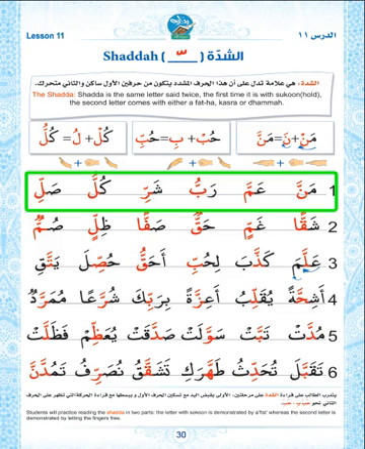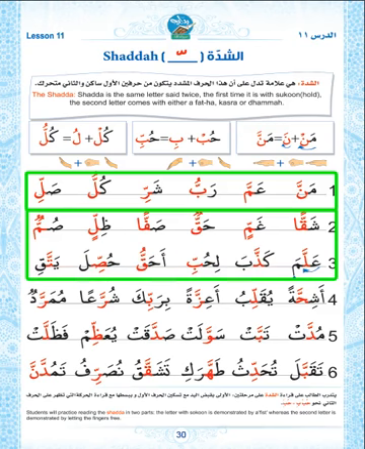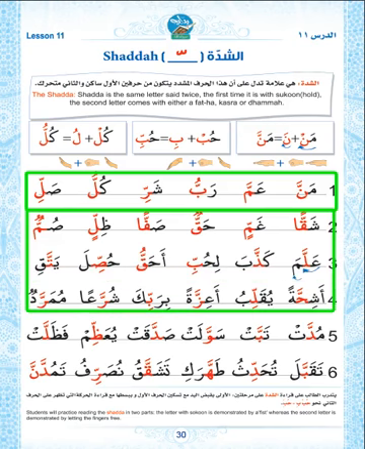The first line contains two-letter words with Shaddah on the last letter. This is the simplest case. And then on the second line, we introduce tanween with Shaddah. On the third line, we have three-letter words with the Shaddah being in the middle and at the end of the word. The fourth line includes four-letter words with tanween and Shaddah.